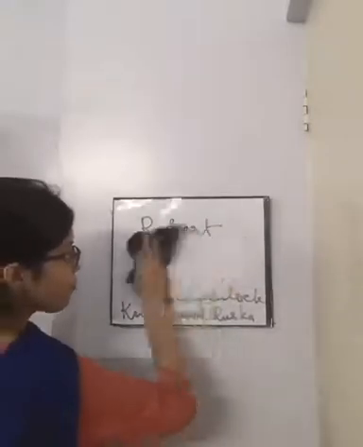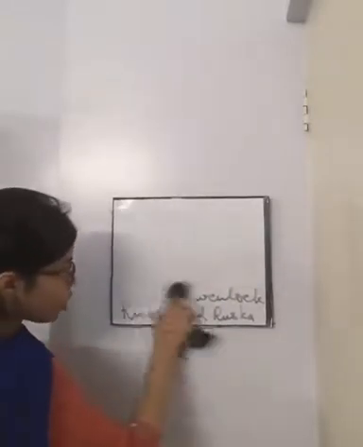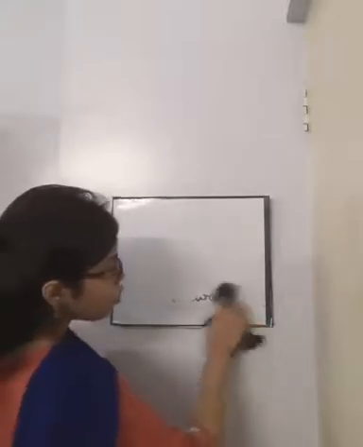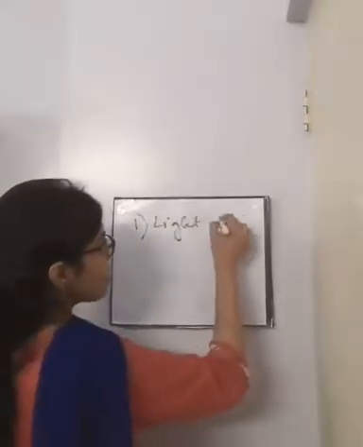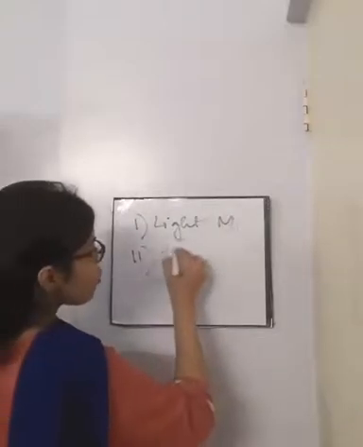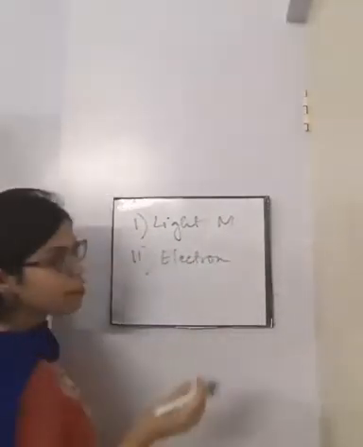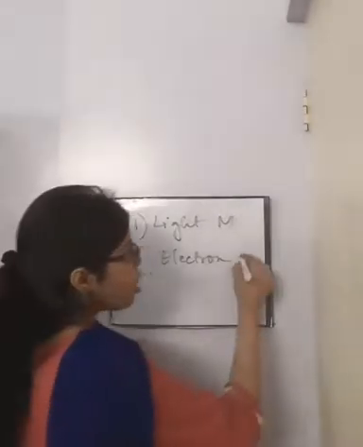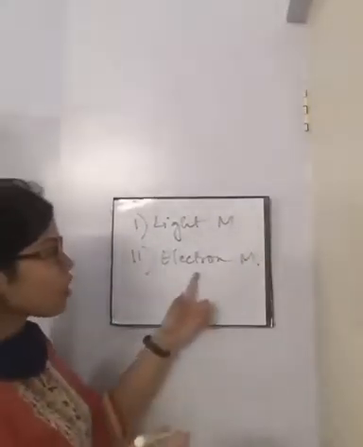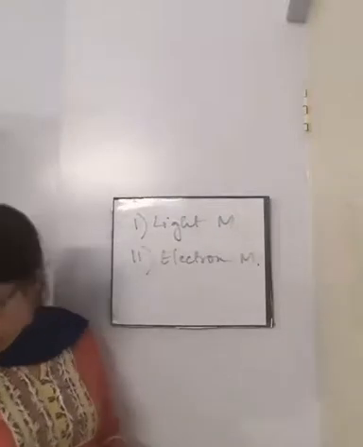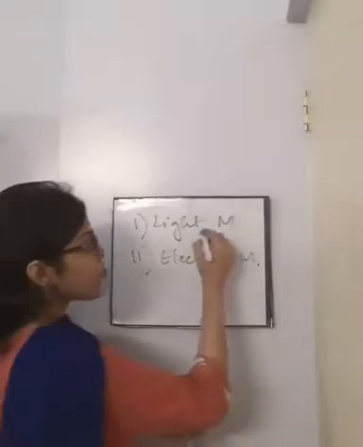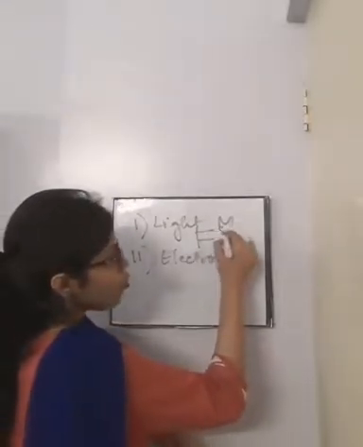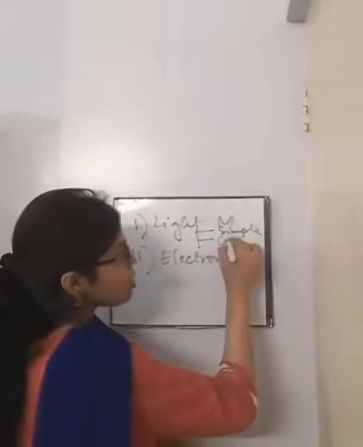Before I tell you what Knoll and Ruska did, I have to tell you in detail what the different types of microscopes are. There are two types of microscope. One is the light microscope and the other one is the electron microscope, which was prepared by Knoll and Ruska. Now this electron microscope was discovered much later, in 1932. Before that, there were two types of light microscope. One is simple, another is compound.